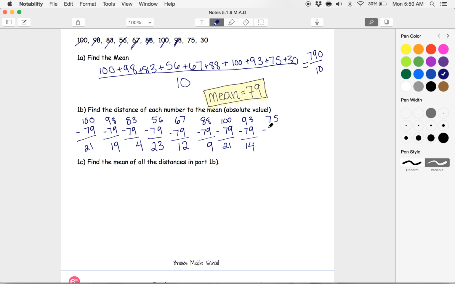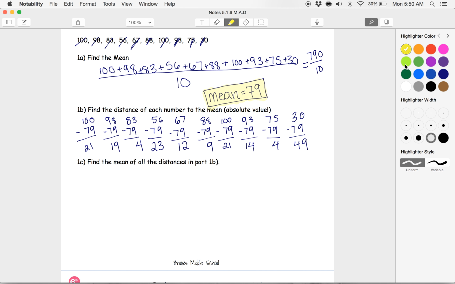75 minus 79. Again, this is a negative, but I'm going to ignore it, and I just put down the 4. And 30 minus 79. I'm going to get this. Again, that's a negative, but I'm going to ignore it. So, this gives me a brand new list. I'm going to highlight these ones because these numbers are going to be important for our last step.